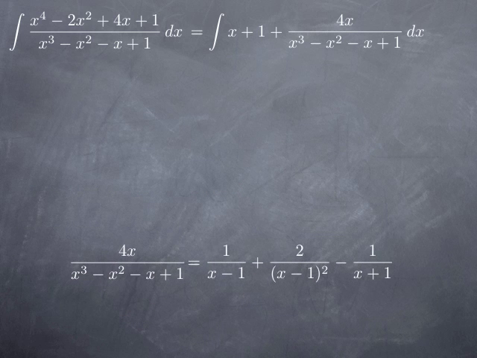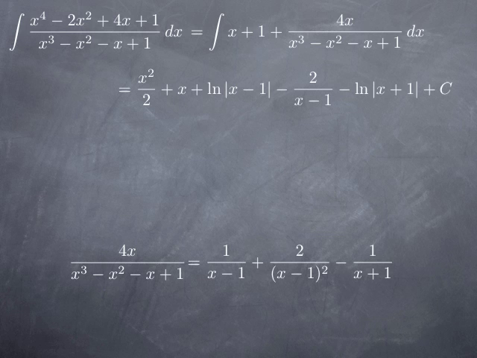And now, when we integrate 4x over x³ - x² - x + 1, we really integrate 1/(x-1) + 2/(x-1)² - 1/(x+1). So for the integral, we get the antiderivative of 1/(x-1), which is the natural log of the absolute value of x-1. Then we have the antiderivative of 2/(x-1)². That's something of the form u to the negative 2. When we integrate, we get u to the negative 1 over negative 1.